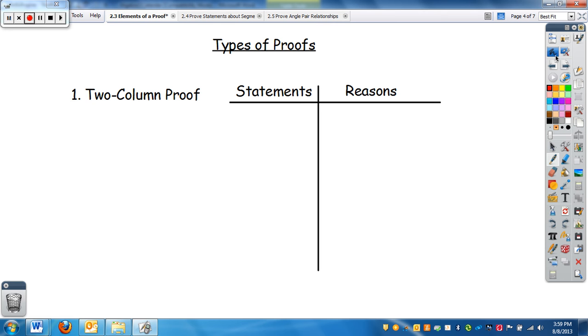So let's take a look at what this will look like. Well, actually, let's look at what different types of proofs you have. The first type of proof, the one you're probably going to see most often in work, is a two-column proof. A two-column proof just helps you line up step by step how to get to your proof. So generally, you have your given statement here.